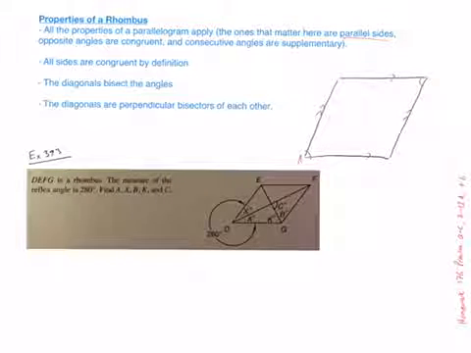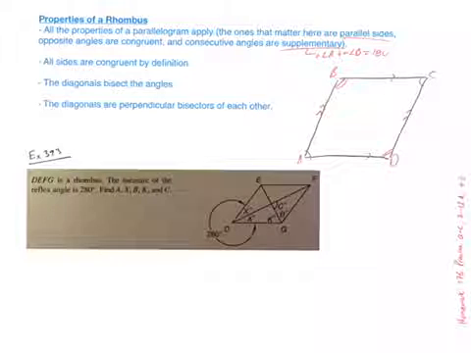So if this is A, B, C, D, this one means that the measure of angle A plus the measure of angle B is going to equal 180. Remember, supplementary means they add up to 180. So any two angles right next to each other would add up to 180. And then a few more properties.